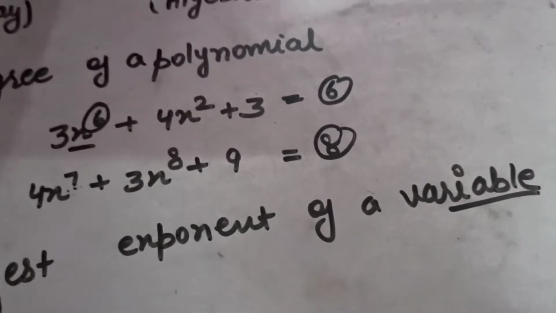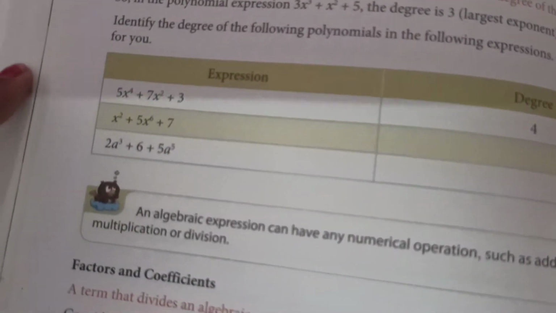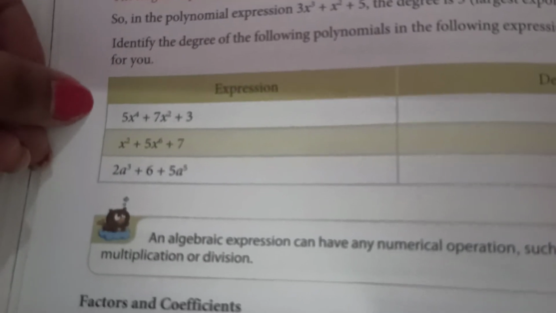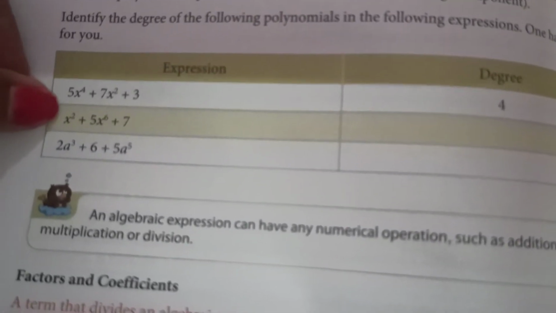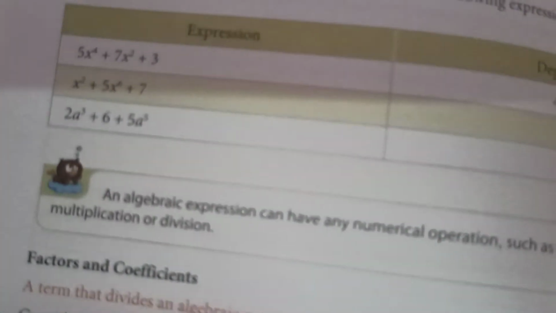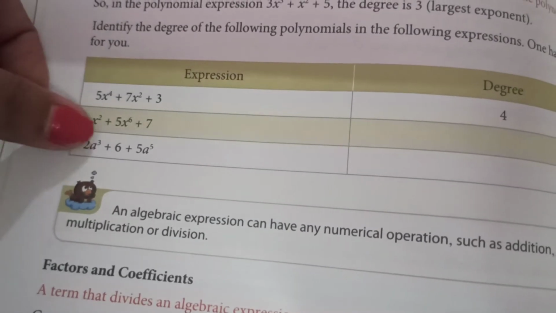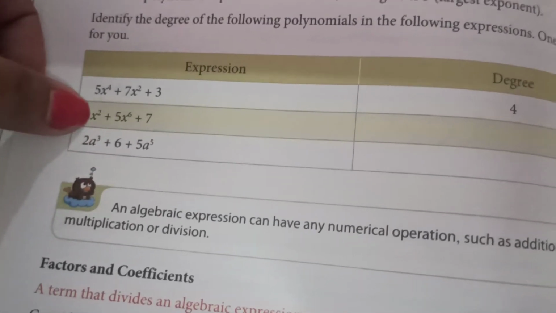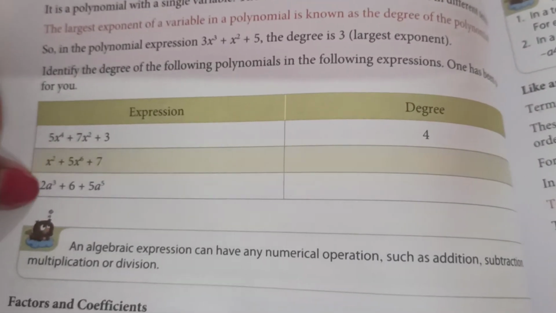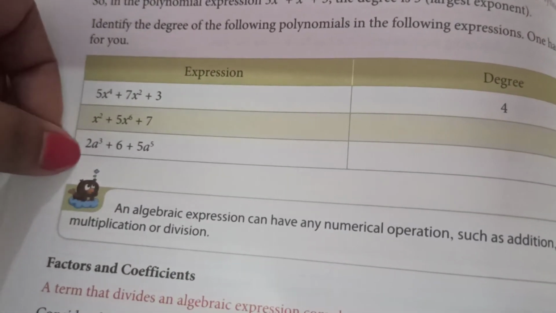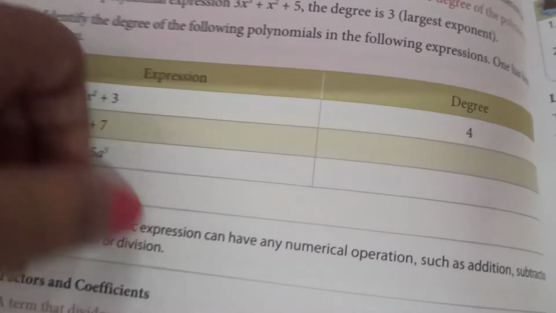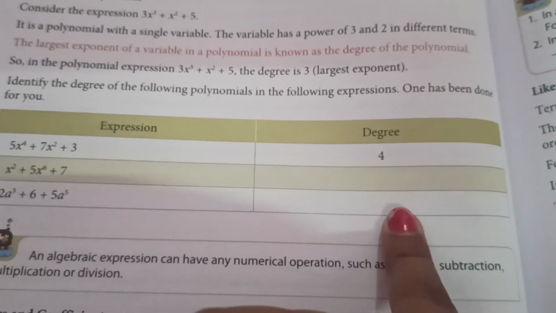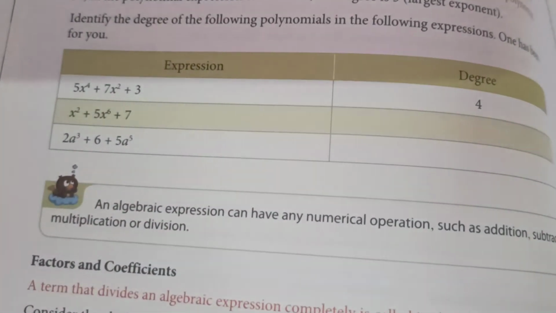Before that, look in your book, there is one table again for degree. See in this, the exponents are 4 and 2. So the degree here, the greater one, is 4. So degree is 4. Now in the second one, the largest exponent or the largest power is 6. 2 is less than 6. So the degree of this polynomial is 6. Now come to the third one, 3 and 5. So in this, which one is the largest? 5. So the degree of the polynomial comes to 5. Clear?